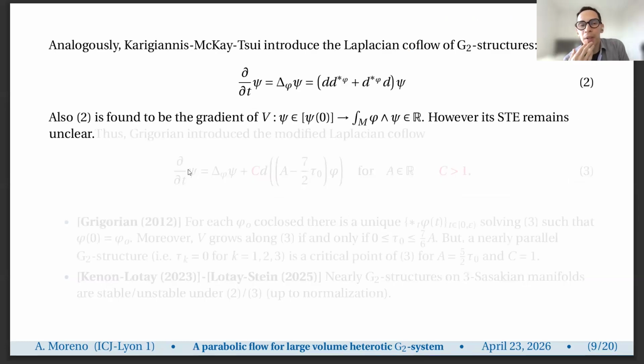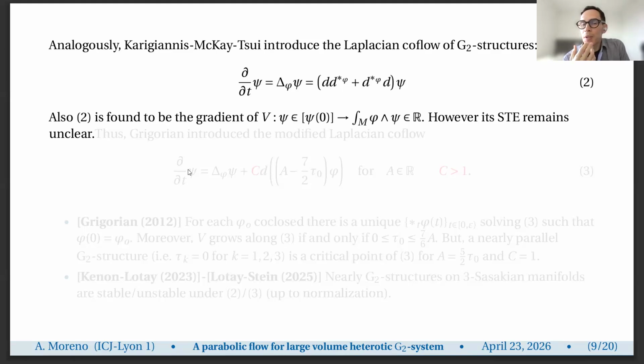At some moment, Karigiannis, McKay, and Tsui introduced the analog of the Laplacian flow, which is called the Laplacian coflow, which means, in a very natural way, trying to evolve the four-form psi by its Laplacian. You can also make the same interpretation as in the Laplacian flow. The critical points are going to be torsion-free G2 structures. And you can also recover a gradient flow interpretation of this flow when you restrict to the cohomology class.